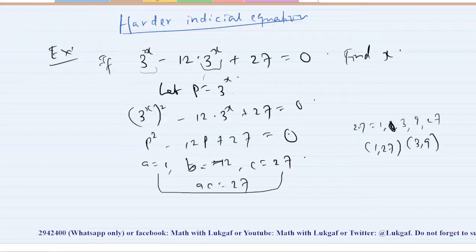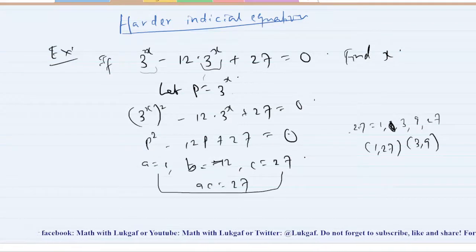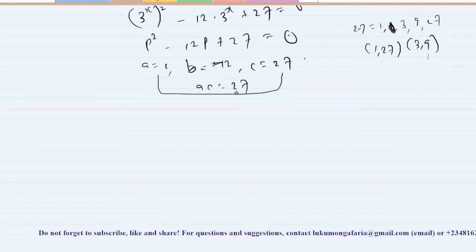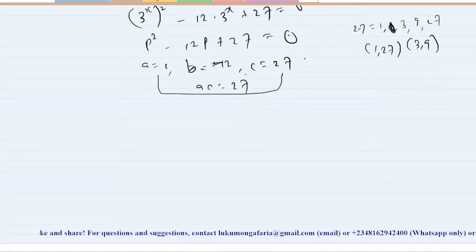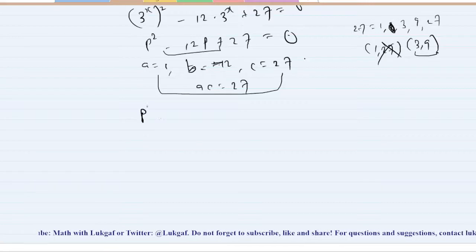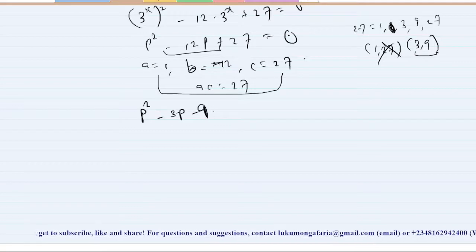You understand now? So you now say, what are such numbers out of these pairs, whether positive or negative, such that when you multiply them together, you are going to have 27, and when you add them, you are going to have minus 12? It cannot be this pair, it is this pair, that is 3 and 9. You can say 3 times 9 will give me 27. Likewise, minus 3 minus 9 will give me minus 12. Now you substitute it here, and you are going to have p squared minus 3p minus 9p plus 27 is equal to 0. Then you group them.